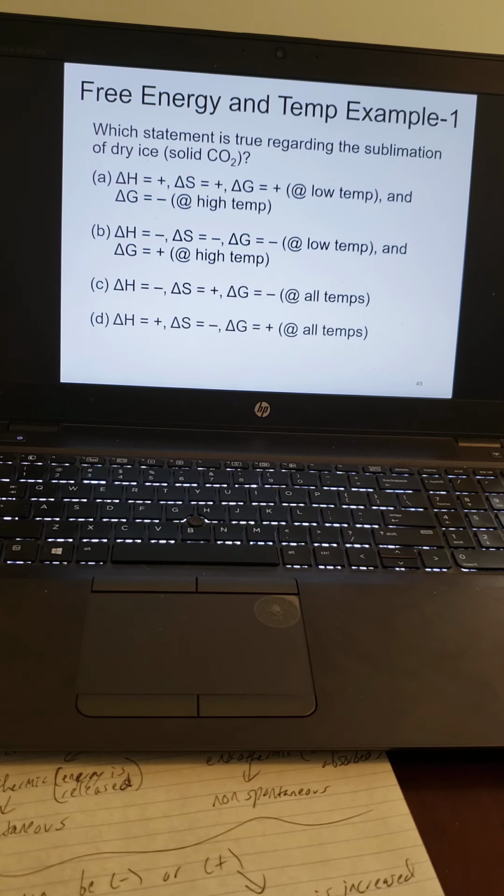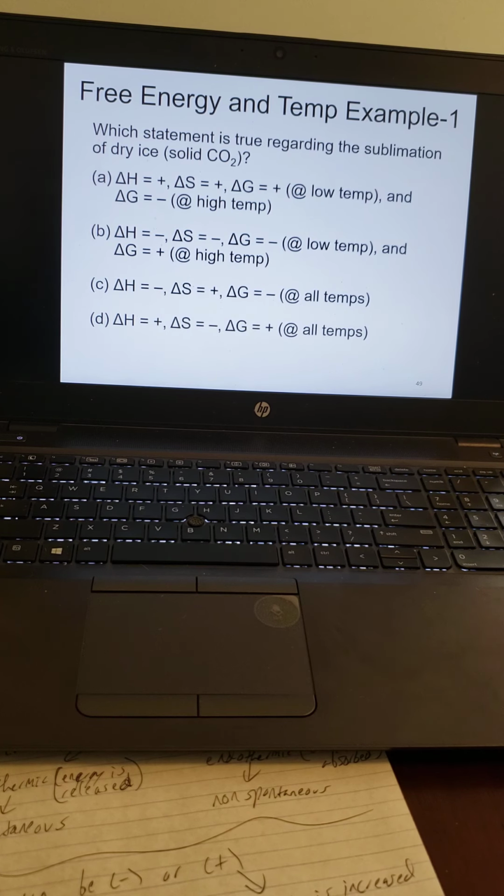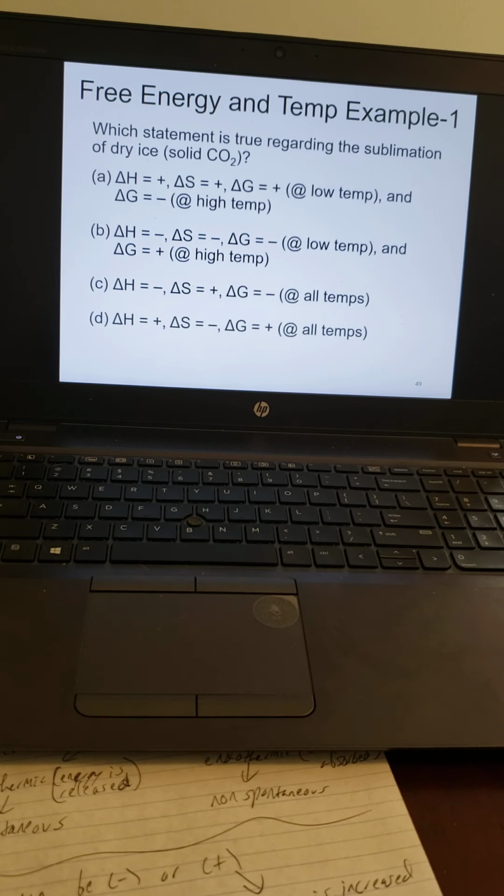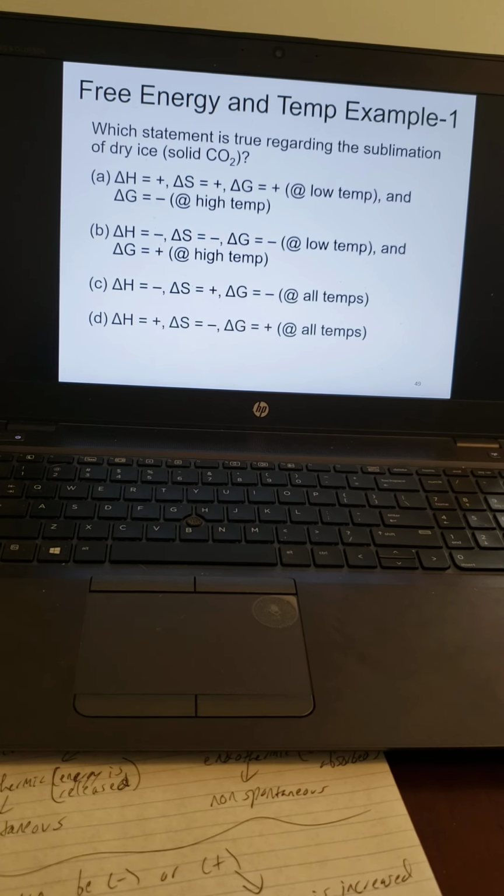And let's go to some examples. Which statement is true regarding the sublimation of dry ice? All right, sublimation. What's sublimation? It's a phase change, going from solid to gas. So let's work our way through. If it's going from solid to gas, are you breaking attractions or forming them? We're going from less freedom to more, which means we must be breaking attractions. If we are breaking attractions, then delta H must be positive. We have to put energy in, which means B and C are out. They cannot be correct.